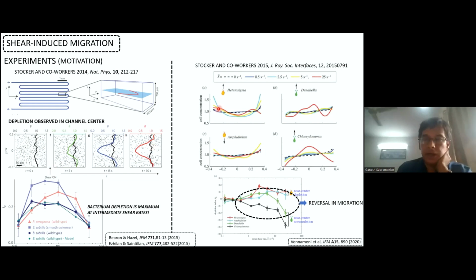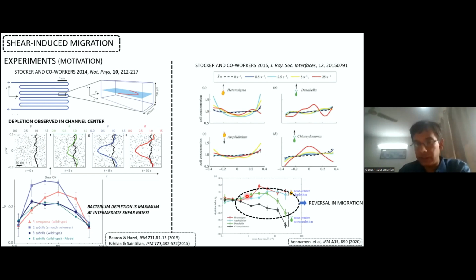Now, a second experiment done in the same apparatus with a variety of algae seemed to suggest something more interesting, because two of the algae, the ones in the left-hand side column, seemed to exhibit a depletion from the center and accumulation at the walls. But there were two other algae, actually the biflagellated ones, which seemed to accumulate at the center. So there was high shear trapping and a low shear trapping.